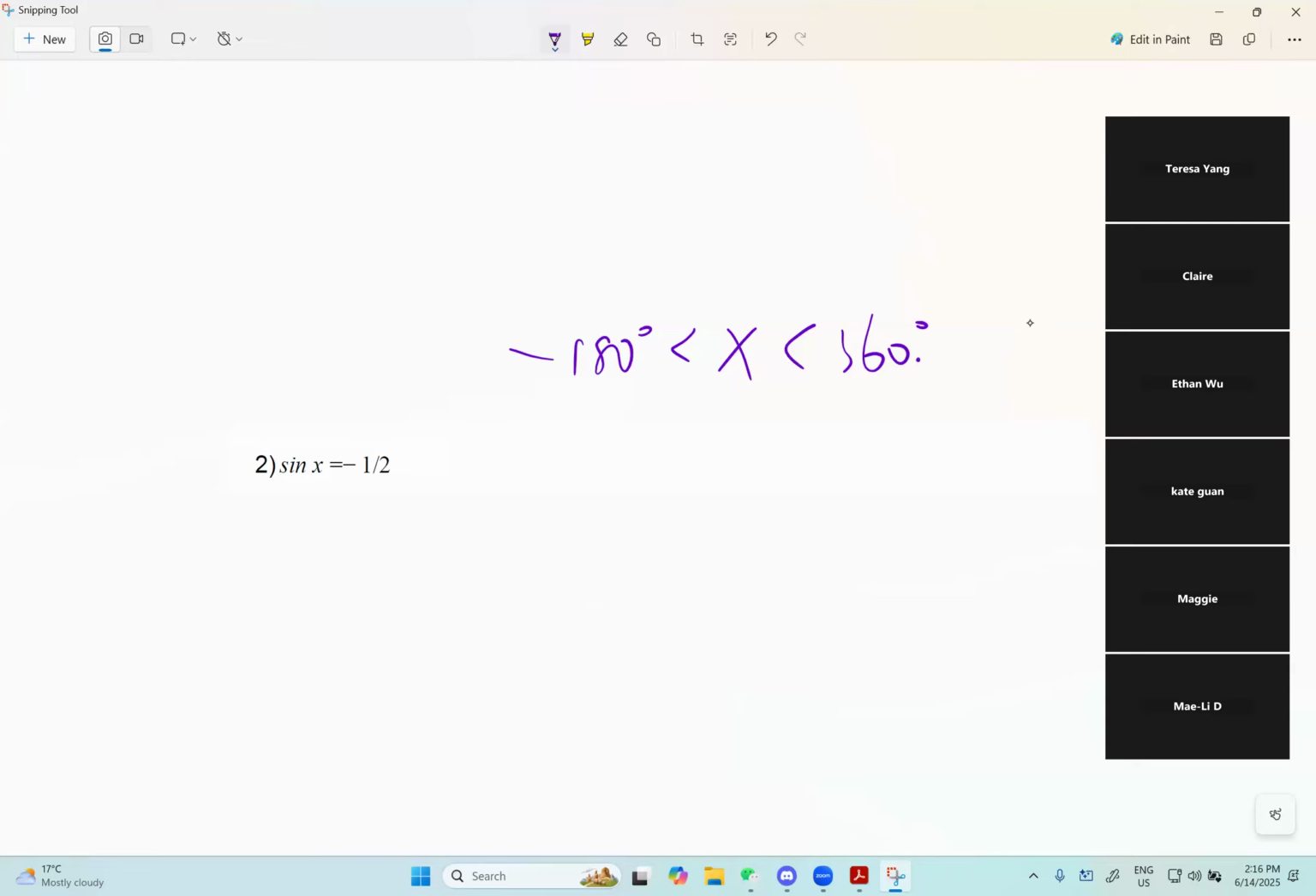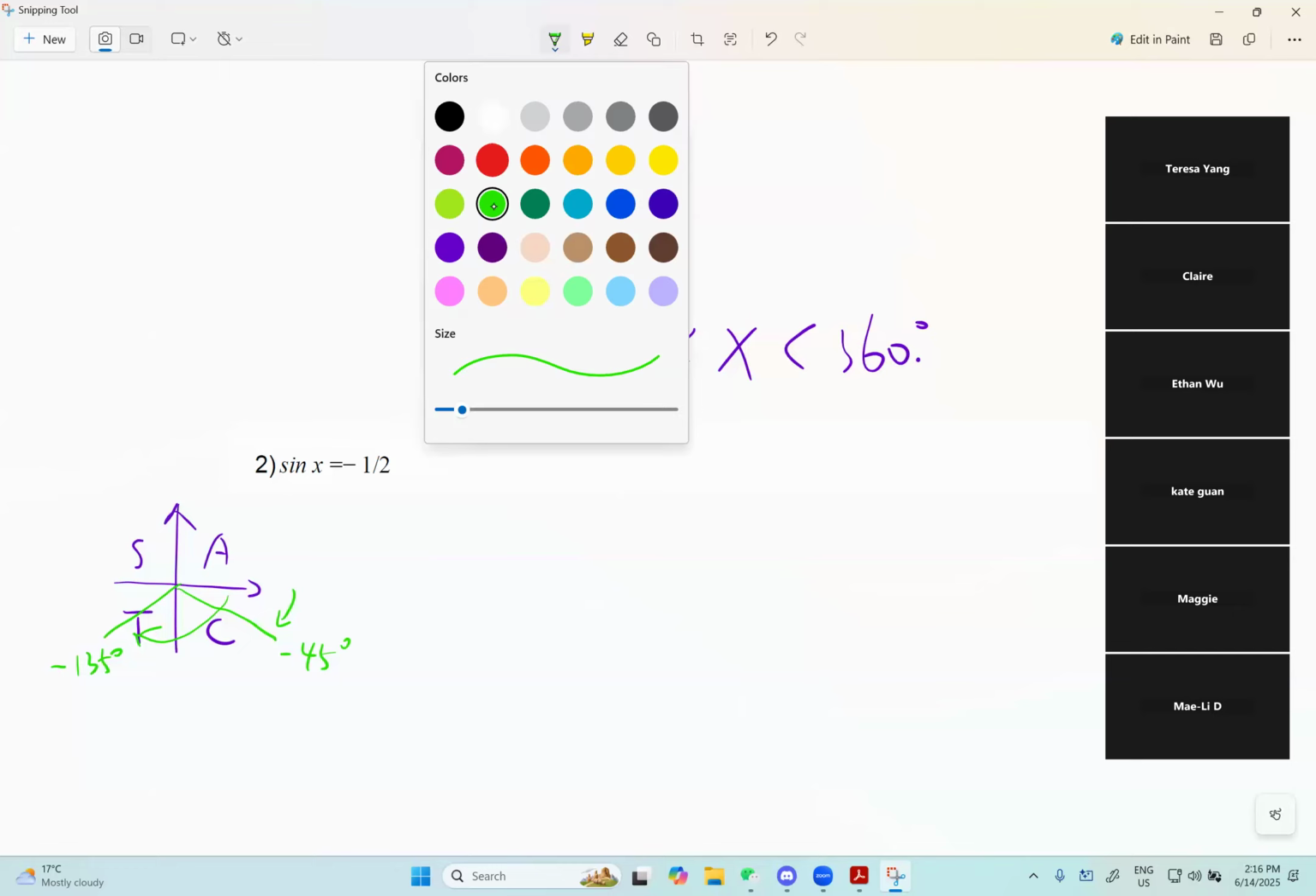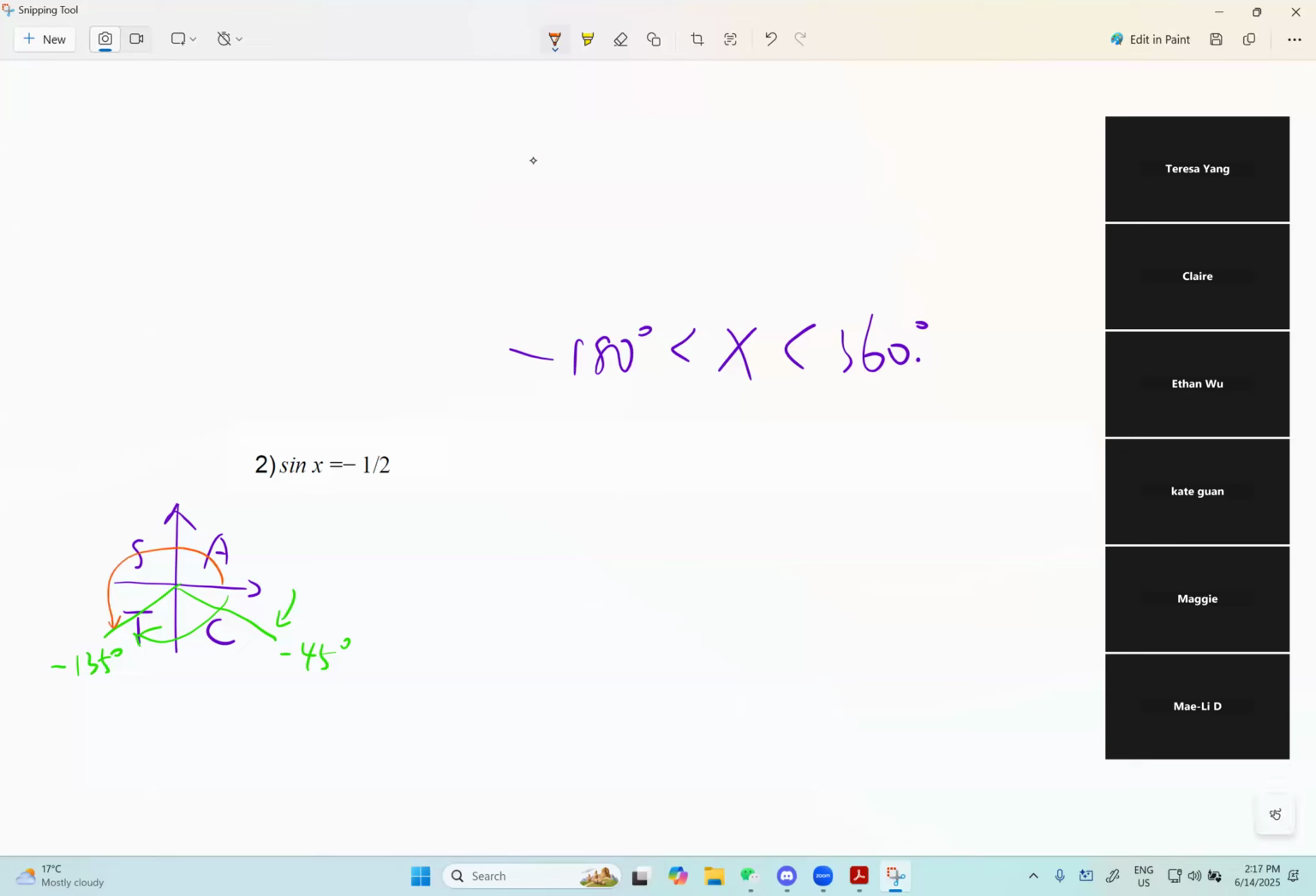Okay. First method, the diagram. All students take chemistry, but this sine value negative, which means the angle is here and here. Or if we rotate clockwise, we can say negative 45. If you rotate clockwise, we can say negative 135. If you rotate anti-clockwise, we can say here, oh no, not negative 45. It's negative 30. It's negative 150. Memorize the value. Negative 30, negative 150.